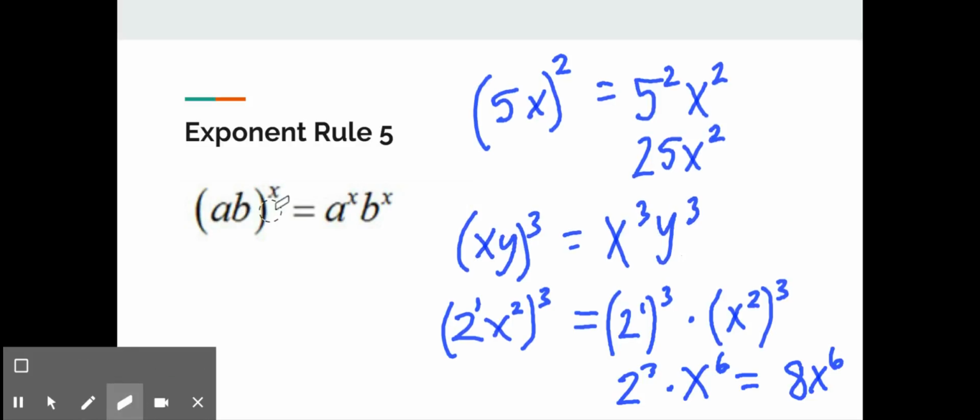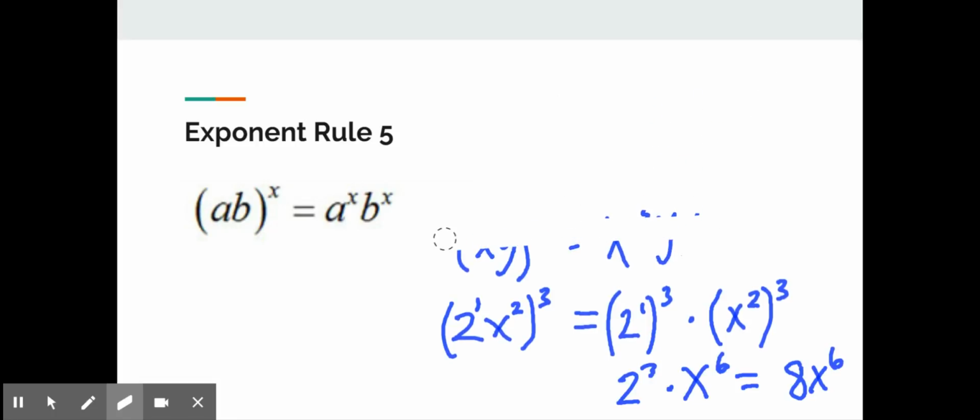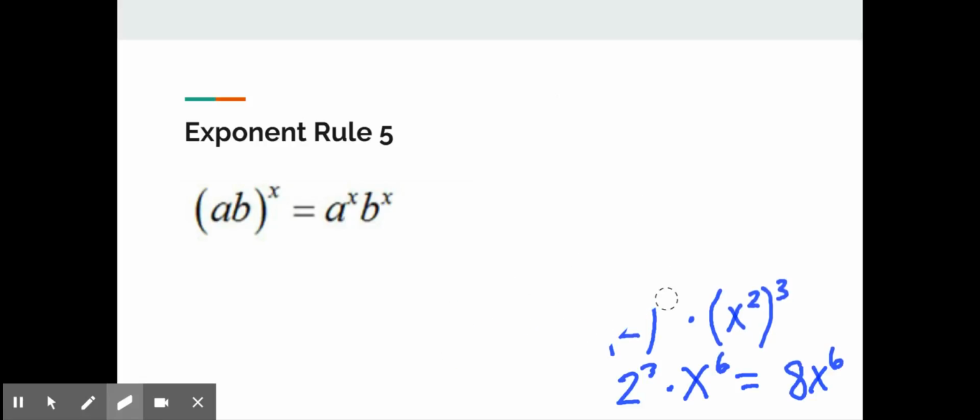I know I'm going fairly fast. You'll have some you-try problems at the end. And this is just a very brief introduction to exponents, just to get you started.